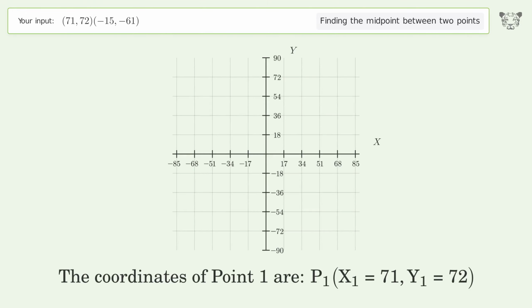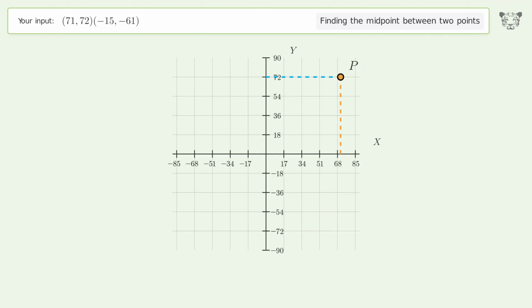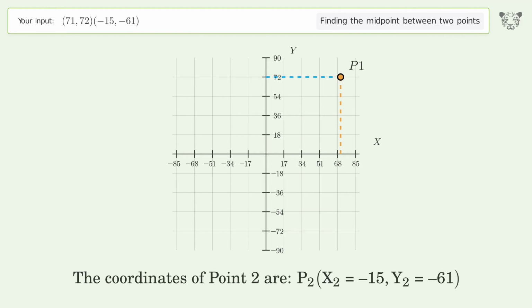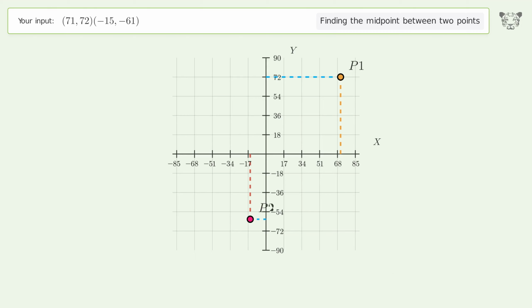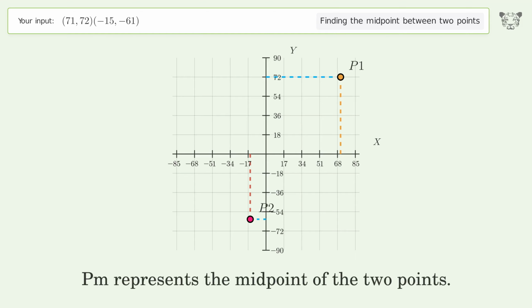The coordinates of point 1 are, x1 equals 71, y1 equals 72. The coordinates of point 2 are, x2 equals -15, y2 equals -61. PM represents the midpoint of the 2 points.